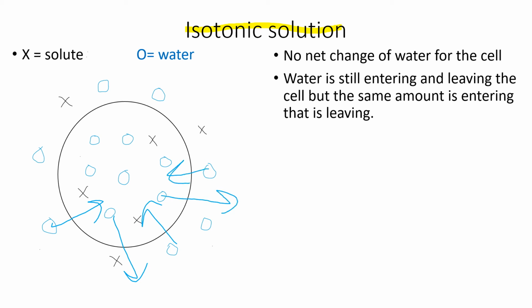Water will enter. Water will leave. But the same amount that enters will be the same amount that's leaving. So if the same amount is leaving that is entering, there will be no net change in the water content for the cell. Water is still going to enter and leave. It's just the same amount that's coming in is the same amount that's going out. So there's going to be no net change in what's happening inside that cell.